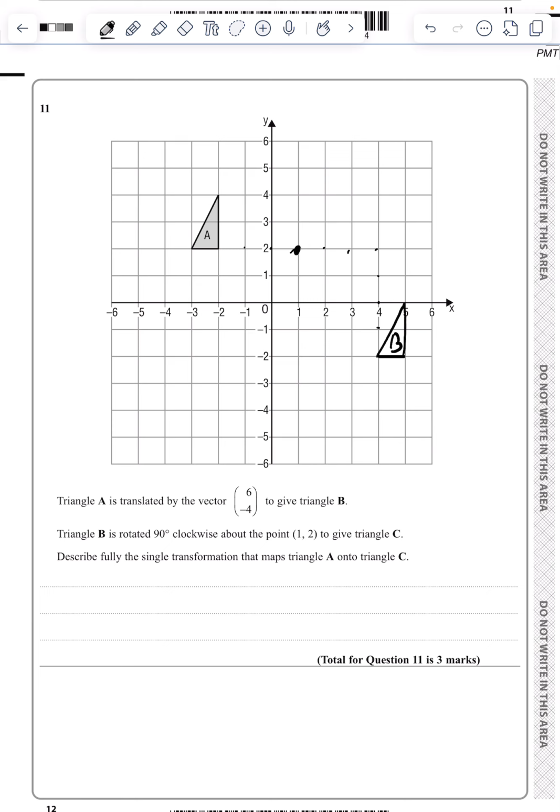90 degrees clockwise, and that takes it out to there, there, and you would use tracing paper or whatever to do that. And then the single transformation, you can clearly see it's a rotation because the orientation of the shape has changed, and overall it's going to be from the point 4, 1, 90 degrees.